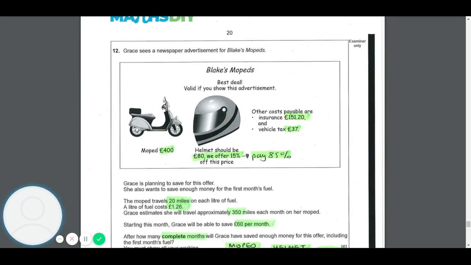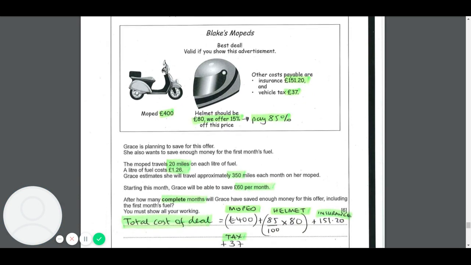Okay, Grace sees a newspaper advert for Blake's mopeds. And we've got a bunch of information on the advert. She is planning to save for this offer. She also wants to save enough money for the first month's fuel. The moped travels 20 miles each litre of fuel. A litre of fuel costs £1.26. It's a little bit cheaper now, isn't it? Grace estimates she'll travel 350 miles each month on a moped. Starting this month, Grace will be able to save £60 per month. After how many complete months will she have saved enough money? So we're going to include the offer and the first month's fuel.